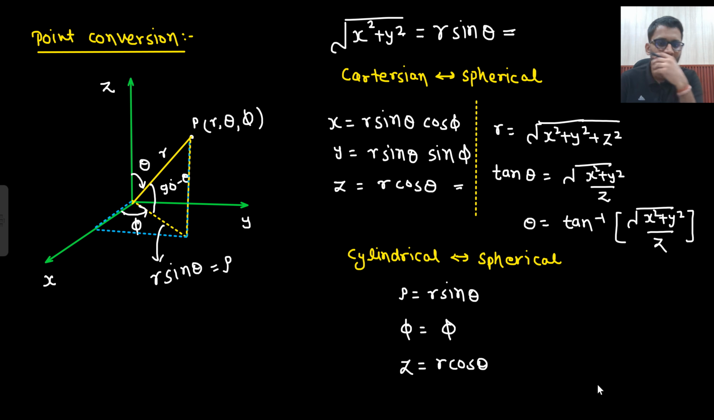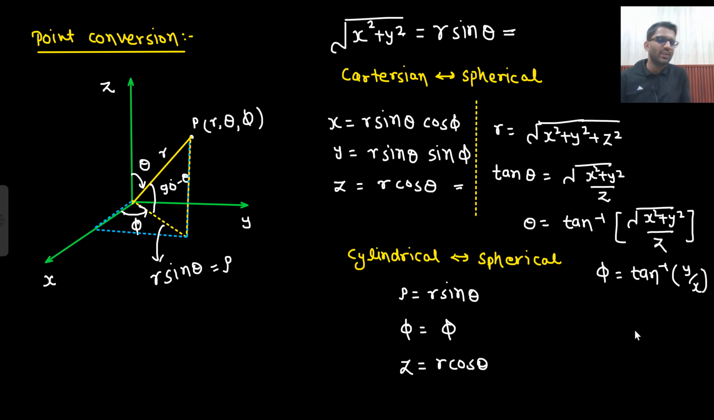Now I need to find phi. So what can I do? Phi I can see very easily. What will be my phi? Phi is tan inverse y by x. Phi is tan inverse y by x if you just divide these two equations, or phi is the same as the previous one. So phi did not even change. So phi is tan inverse y by x.